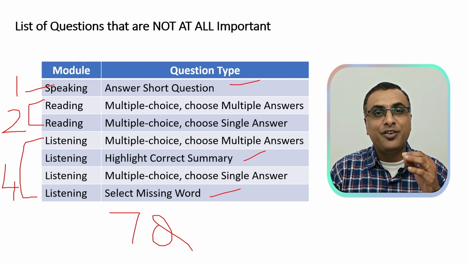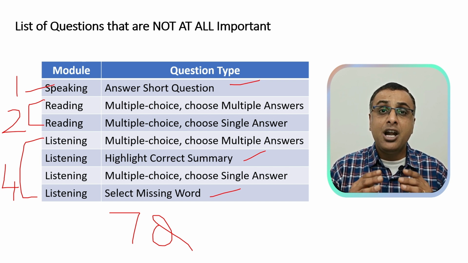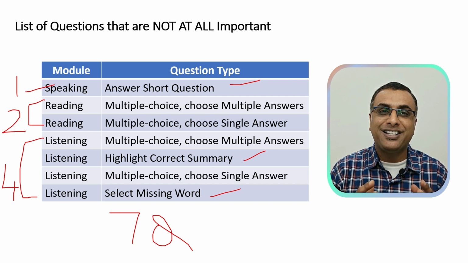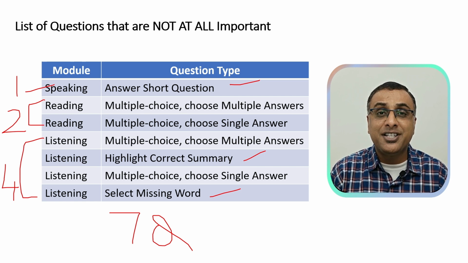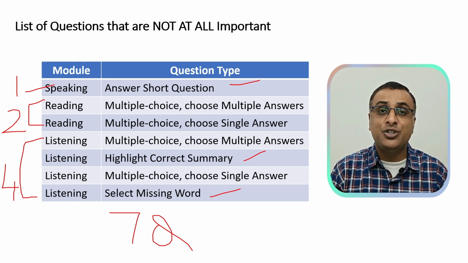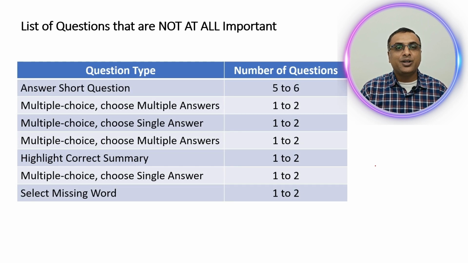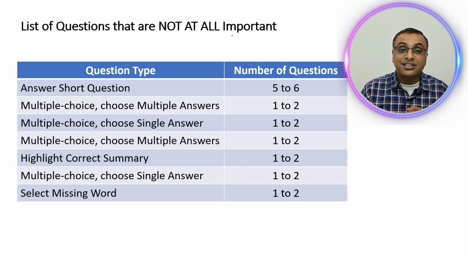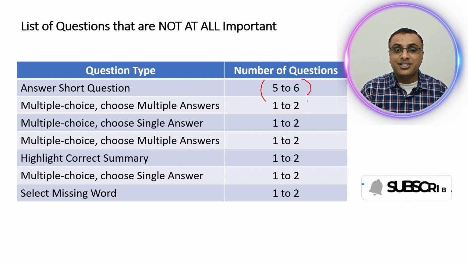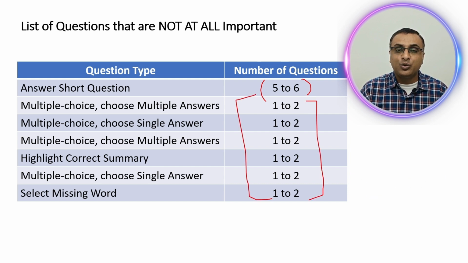One pro tip I would offer for these question types: don't spend a lot of time practicing these questions. Instead, understand the concept of answering these questions effectively and efficiently so that you can manage time in your entire PTE exam. Alright folks, now moving ahead, let's look at the number of questions that you would get for each question type. Only for answer short question, you would get about 5 to 6 questions. But for the rest of the questions, you would just get about 1 to 2 of them. So do not worry too much about these questions.